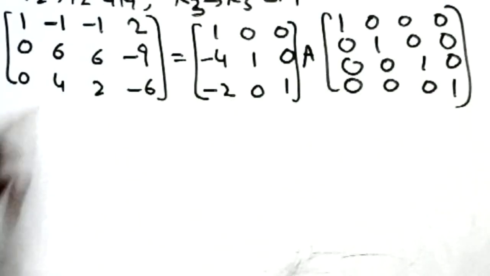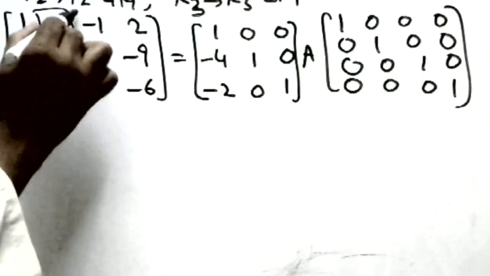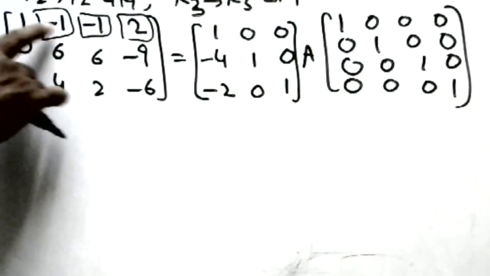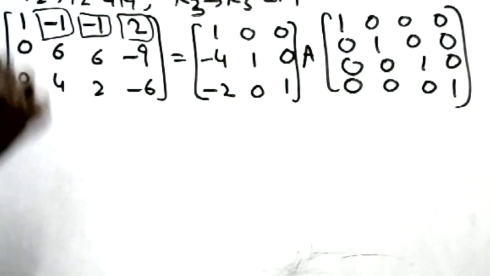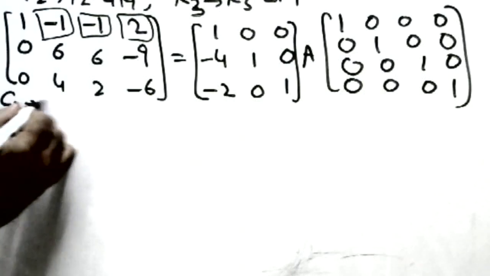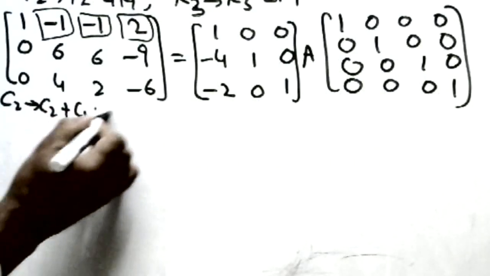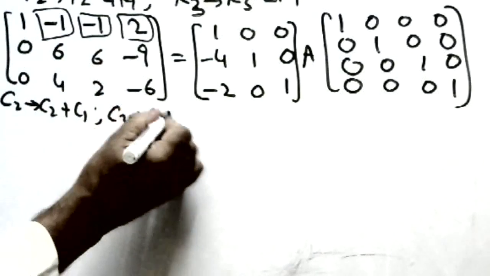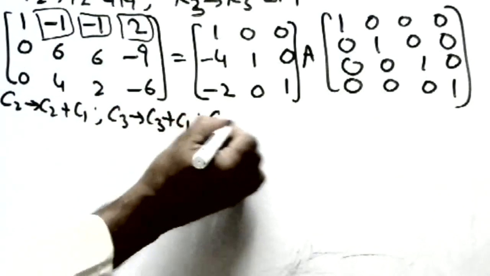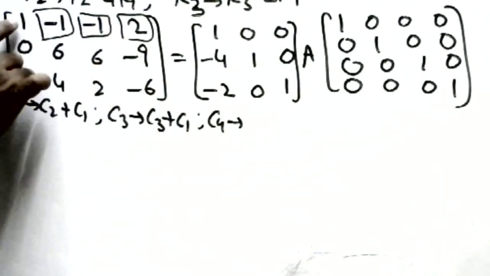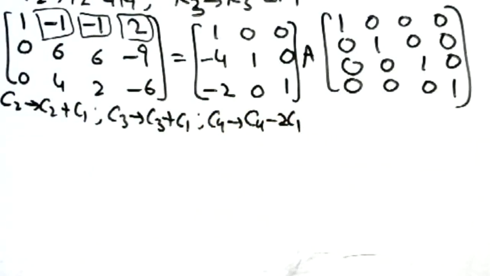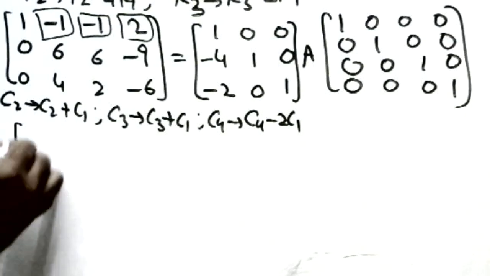Now the next step: you see here, we will make these three zeros using columns. This one 0, this one 0, this one 0 using columns. See here, using the first column, C2 plus C1 will be 0. So C2 implies C2 plus C1. And C3 also the same, minus 1 plus 1 becomes 0, C3 plus C1. Now C4, this is plus 2, so multiply with minus 2: C4 minus 2 C1.